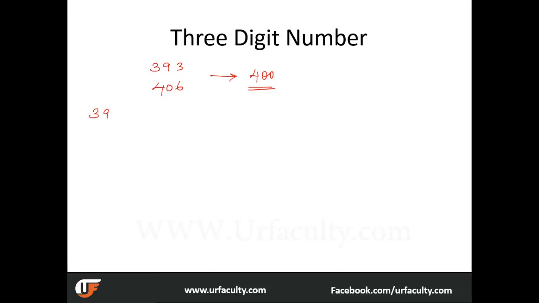Our first step is, let me write it, 406. Our first step is what? If the base is 400, how much is the difference? In this case, it is minus 7. I'm doing it because you anyway understood the two-digit number, right? And this one is plus 6, right? 393 minus 400 is minus 7. 406 minus 400 is plus 6.